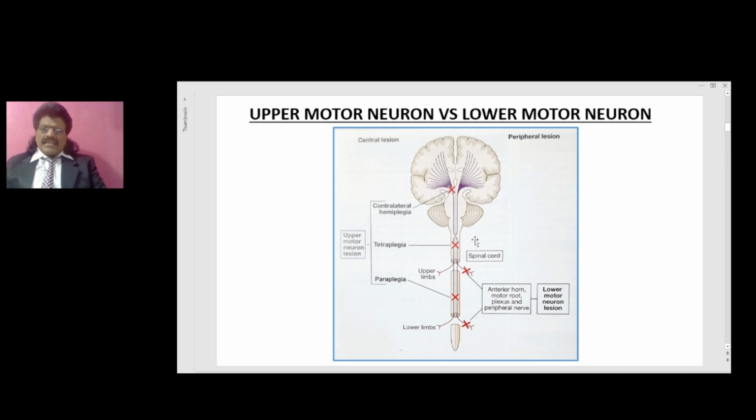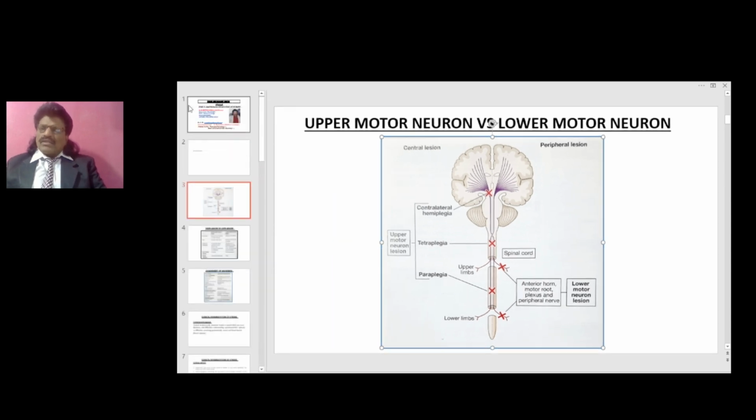So when there is a lesion here in the internal capsule, before it crosses over, there is a contralateral hemiplegia. When the lesion is in the spinal cord, when both the tracts have crossed, it causes tetraplegia, means all four limbs are involved. But when it comes below the cervical cord level and when the lesion is here, it causes paraplegia. That means only the lower limbs are involved. So this is about the upper motor neuron and the lower motor neuron. So now we have understood the differences between the upper motor neuron and the lower motor neuron.